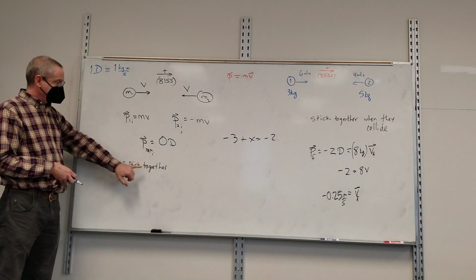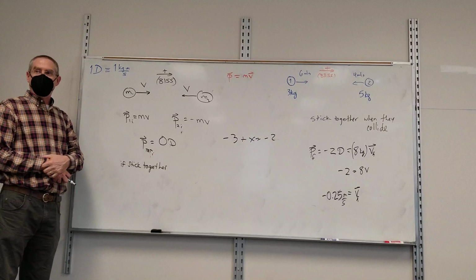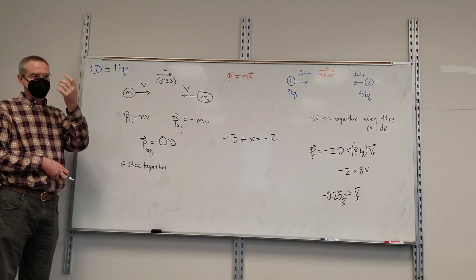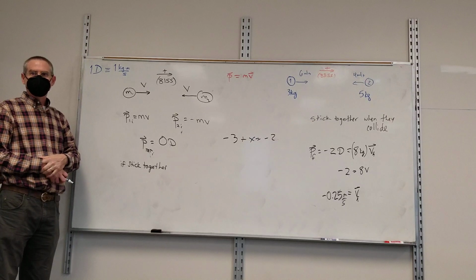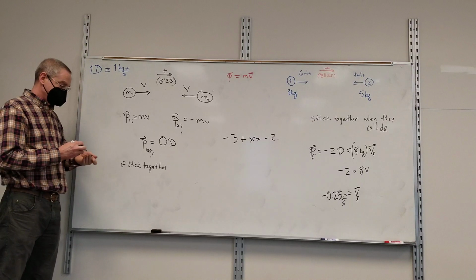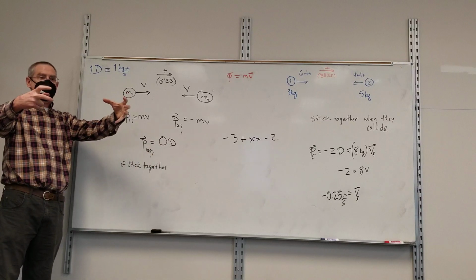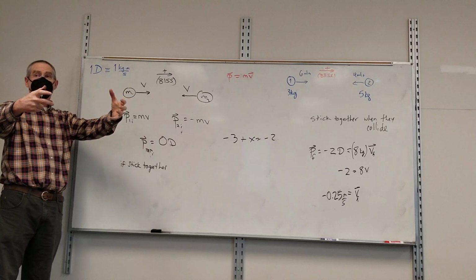Still zero. And if they do stick together, what's going to happen? How fast are they going after the collision? Zero. You're on a roll. Yep, because there's no momentum when they stick together. Now I have this giant mass with a total momentum of 0. I know mass isn't 0.